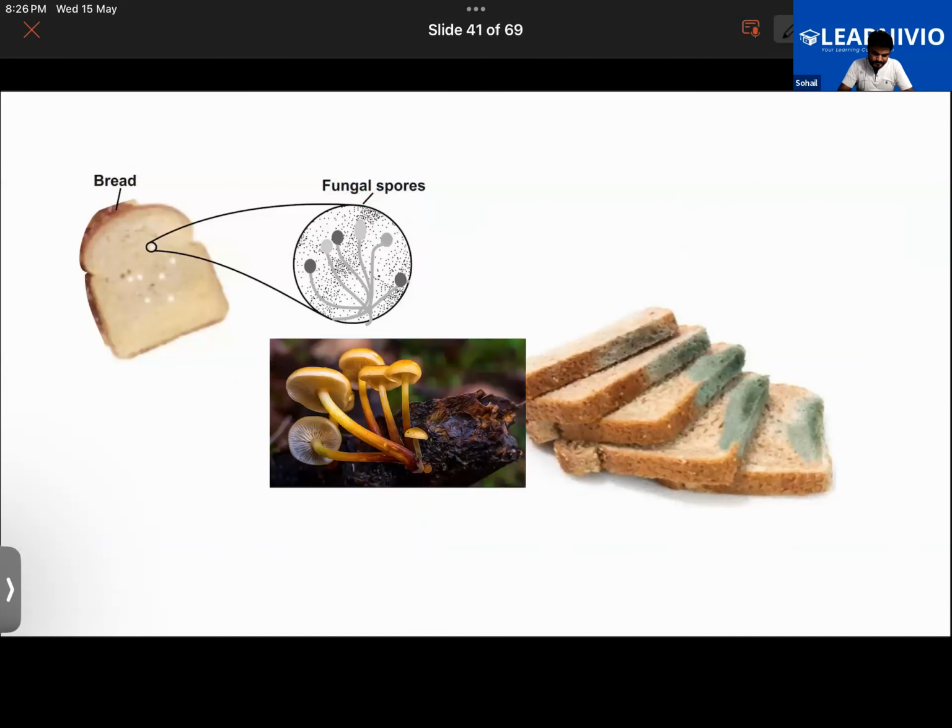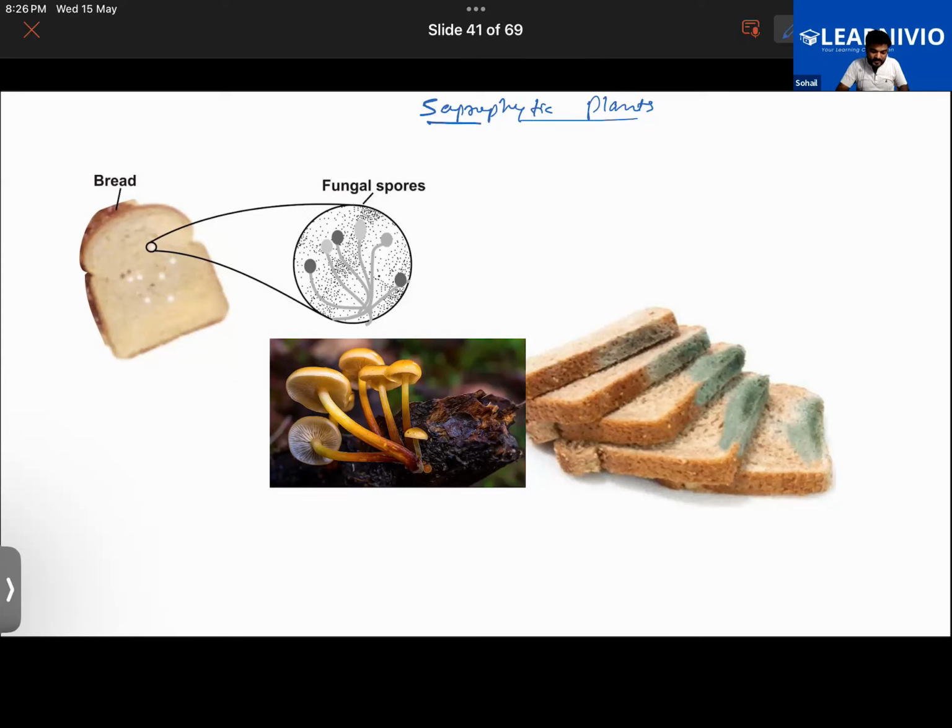Now we are going to talk about the saprophytic plants. The fungal spores are present in the air. It is also called fungi spores. Yeah, we'll be discussing that.